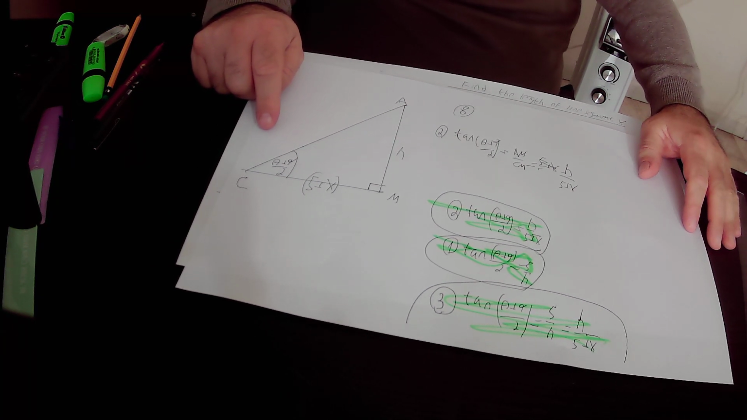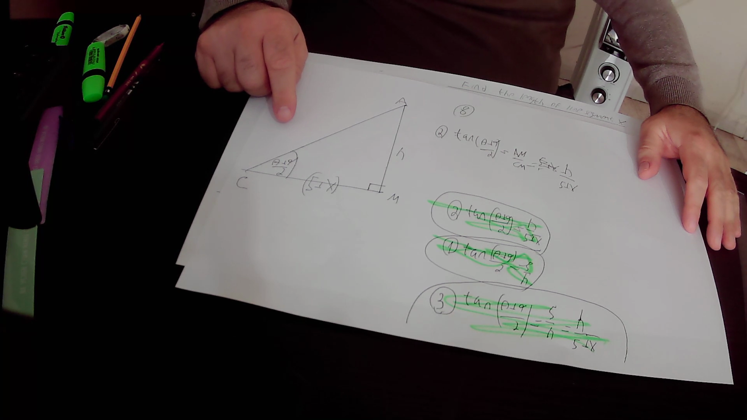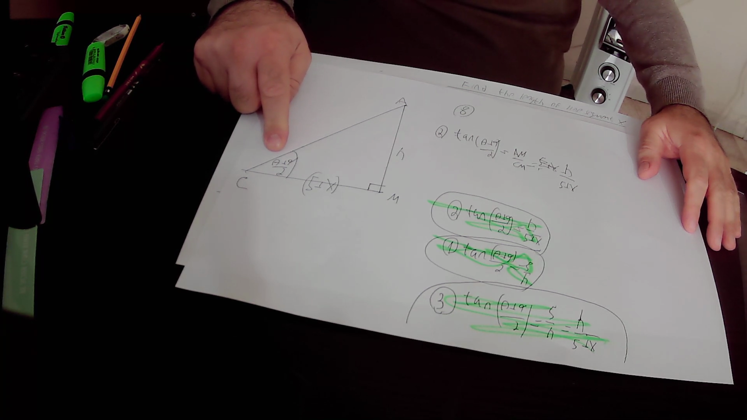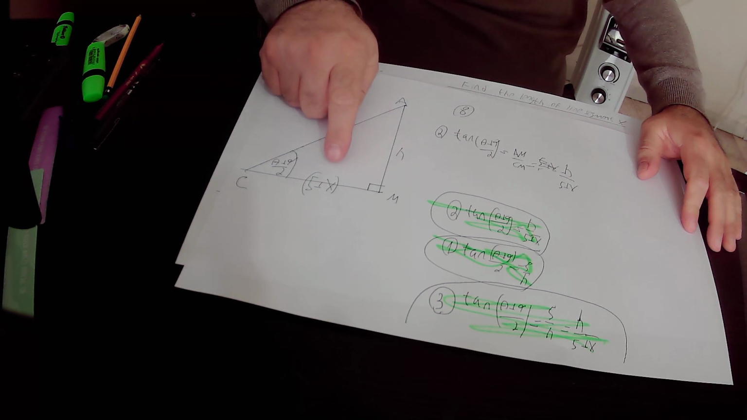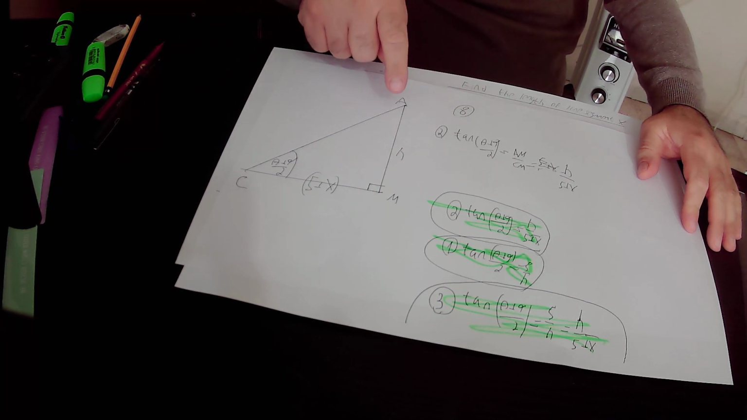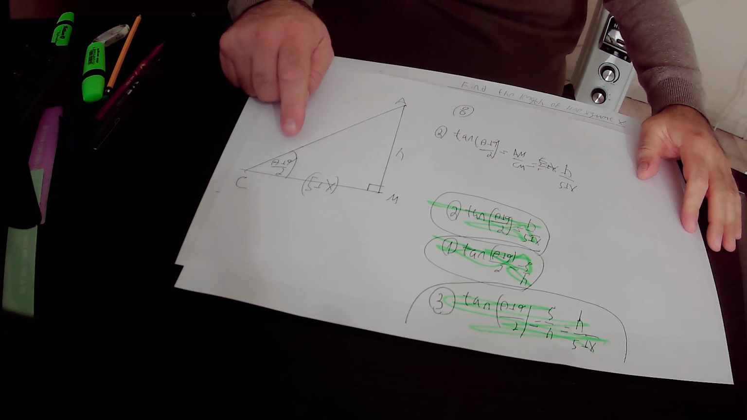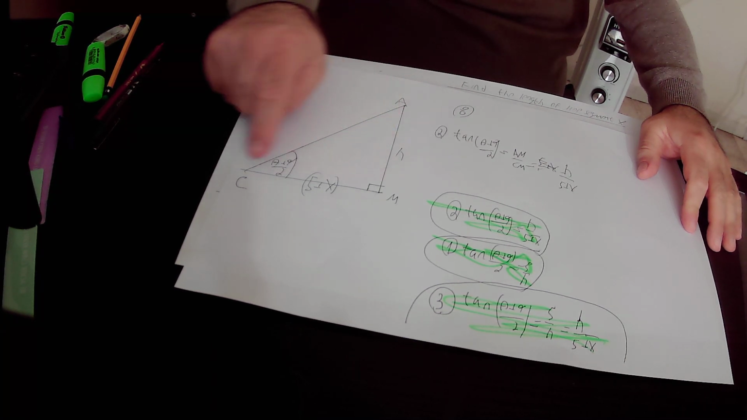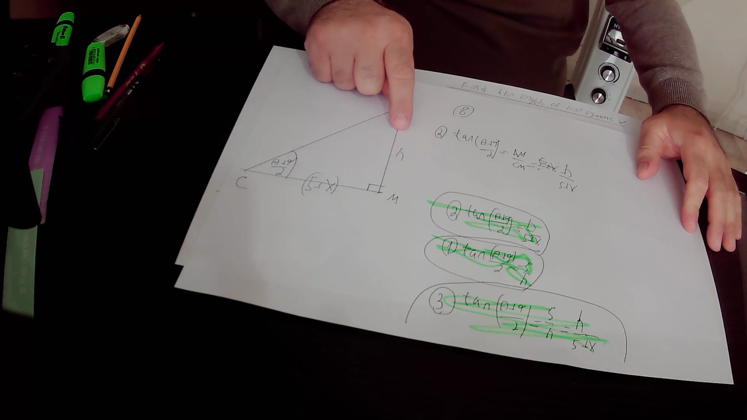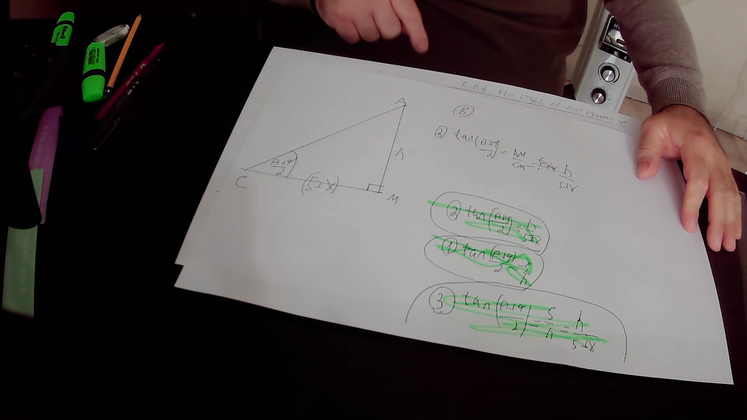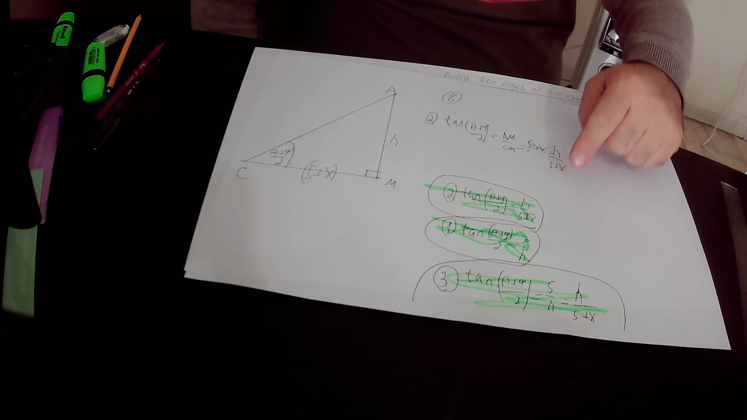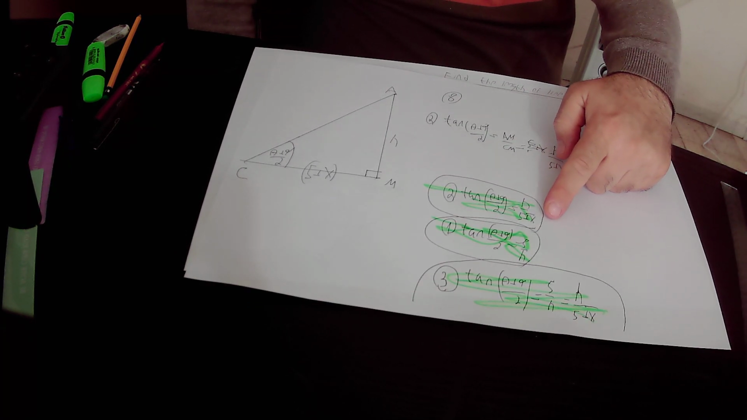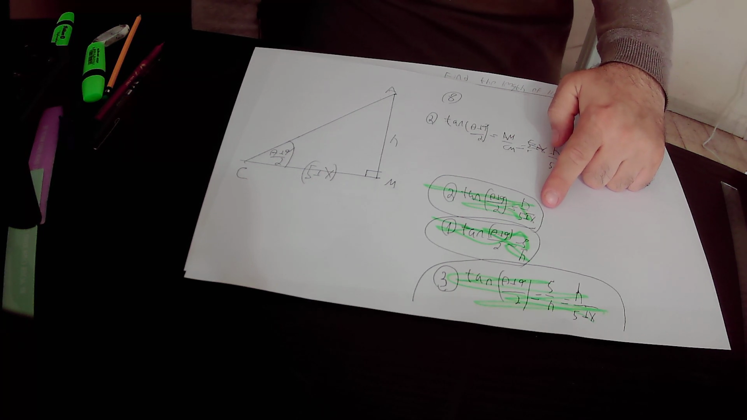So here, in this right triangle ACM, we can write down that tan of angle (theta plus alpha) over 2 equals AM over CM. AM equals H. CM equals 5 plus X. So in conclusion, we found out that according to equation number 2, tan of (theta plus alpha) over 2 equals H over 5 plus X.